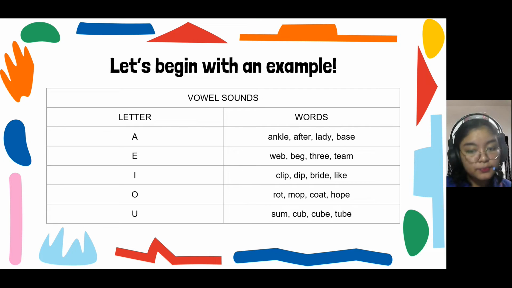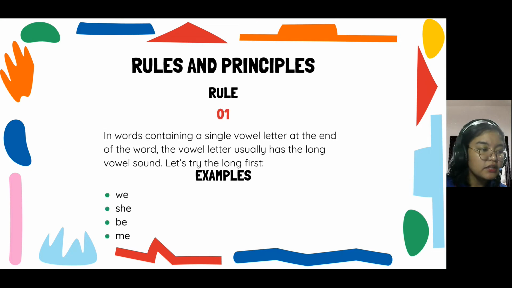Now let's proceed with the rules and principles of correcting knowledge on sound symbol correspondence. In rule number one, in words containing a single vowel letter at the end of the word, the vowel usually has a long vowel sound. Let's try it along first. Example: we, she, be, and me. So the word she has a long vowel sound.